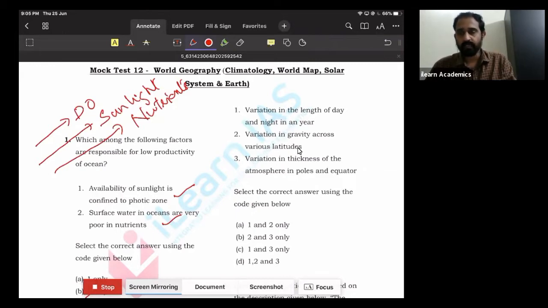Another area is the area of mixing of cold current and warm currents. Wherever there is mixing of cold current and warm current, there is a lot of churning of the ocean, and this churning will bring up the nutrients from the bottom layers to the surface, thereby giving high productivity and biodiversity.